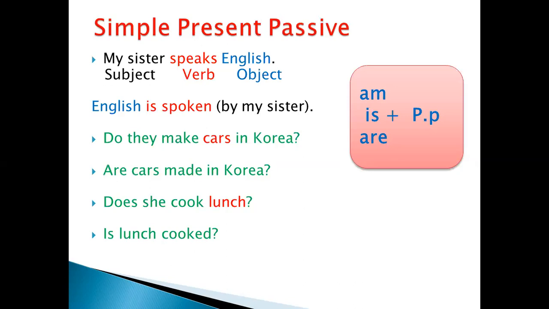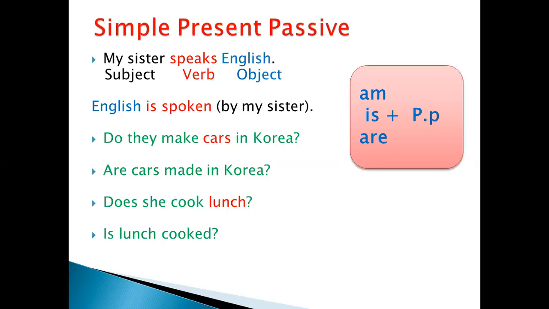Okay, so let's have it in the question form. When I say, do they make cars in Korea? Do they make cars in Korea? Oh, so this is a question. We'd like to understand it, please. It's difficult? No, it's not difficult. Just one thing I'd like you to focus on here: what is the object in this sentence? Do they make cars in Korea? The object is cars. This is number one.